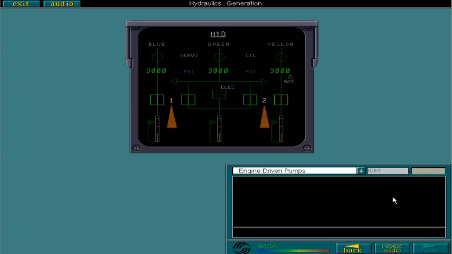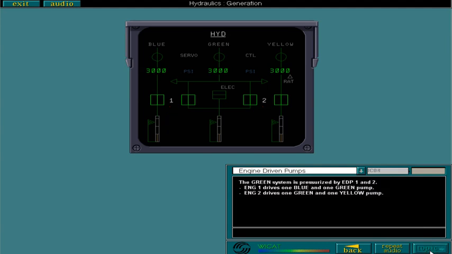The green system is pressurized by engine-driven pump 1 and 2. Engine 1 drives 1 blue and 1 green pump. Engine 2 drives 1 green and 1 yellow pump. The normal operating pressure for each system is approximately 3000 psi.